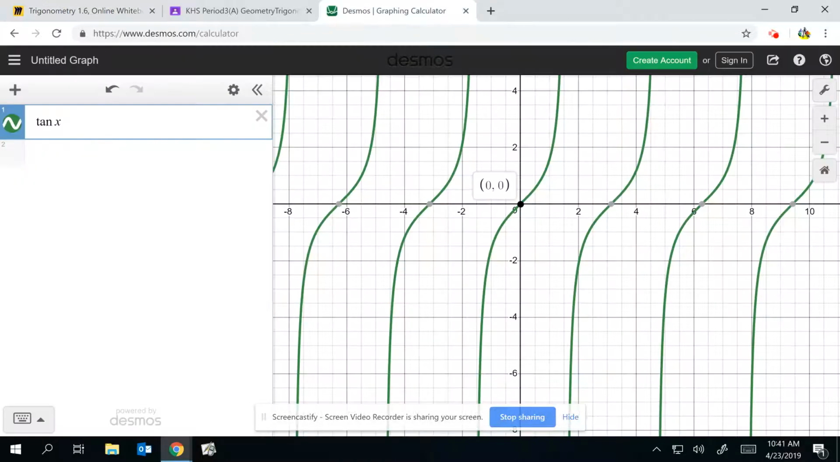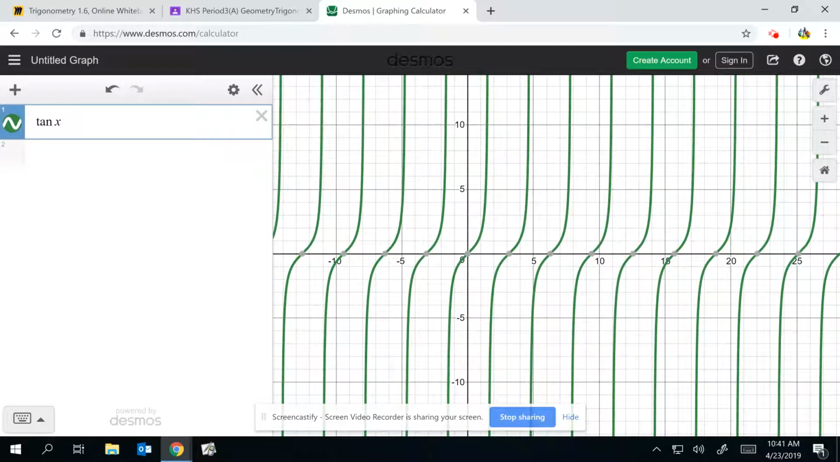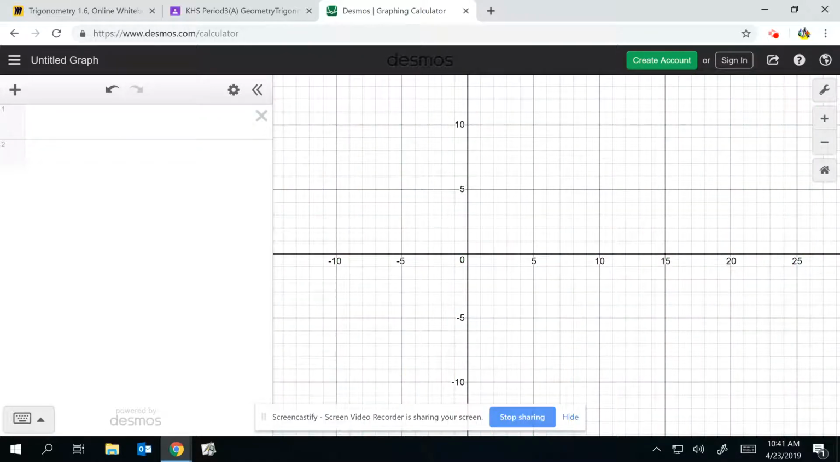And on Desmos, you can kind of see them. The tan has got as many of these curves as you want to go around the circle. And every time it comes to an undefined area, it jumps. Jumps to the next cycle. And then it jumps to the next cycle, and then it jumps to the next one. So that's tan of x.